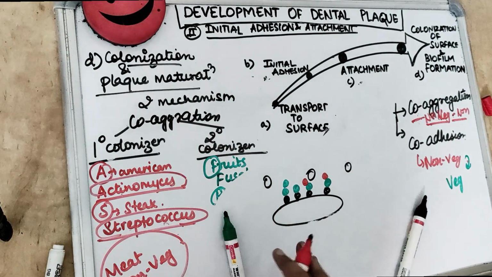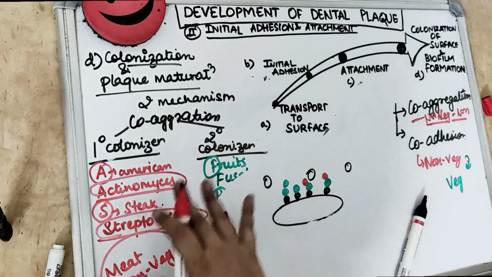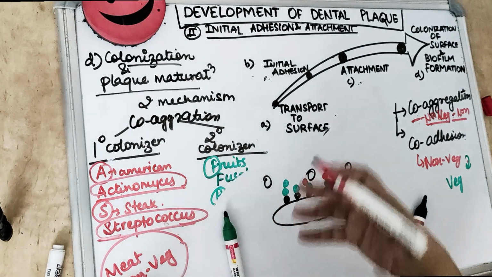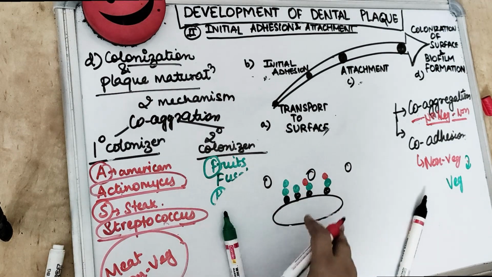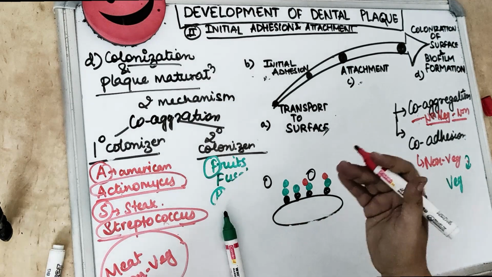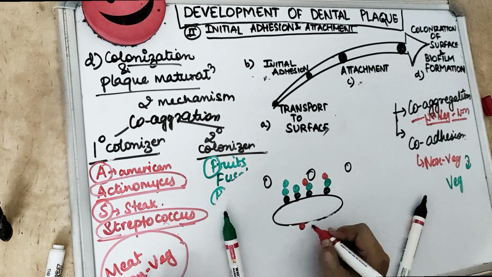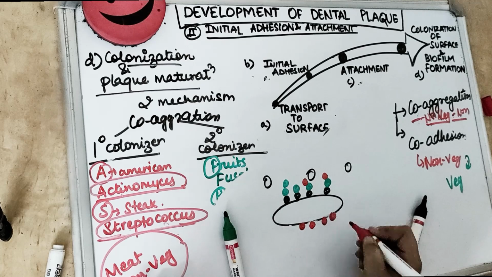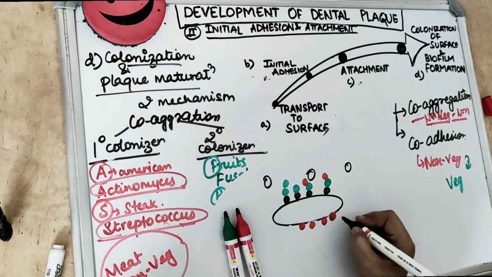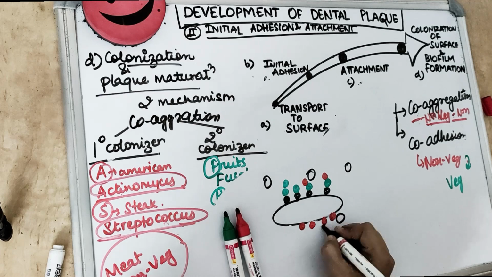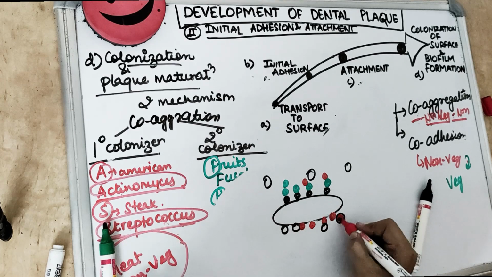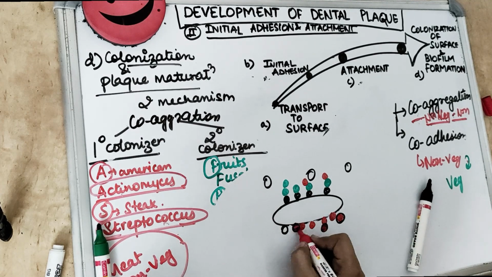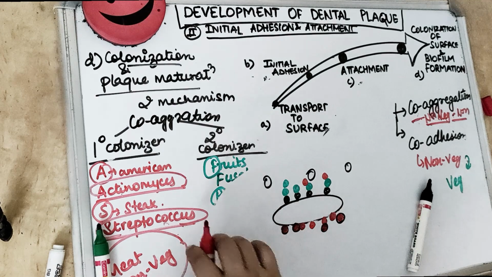Co-aggregation happens between the free floating bacteria combining with already planktonic bacteria. So they are coming and they can attach directly onto the surface. But co-adhesion involves the sessile bacteria. They are the secondary colonizers which can come and attach to the primary colonizer. So these are the primary colonizers. And this is also one more primary colonizer. This is also one more person who eats non-veg. So this is our co-aggregation.